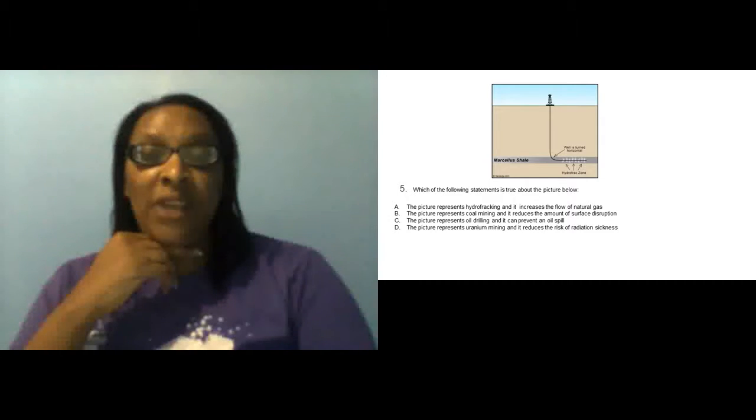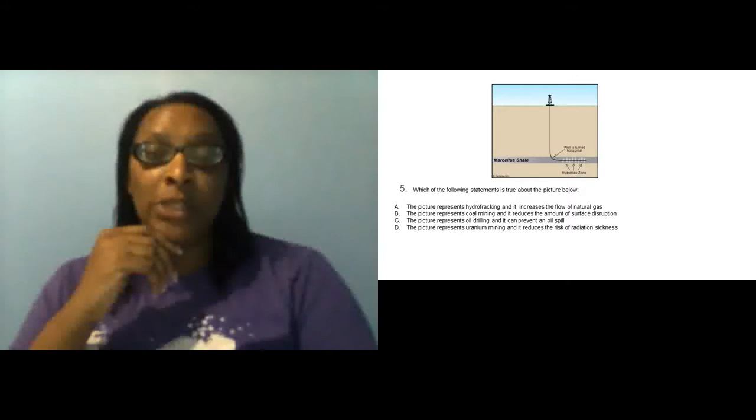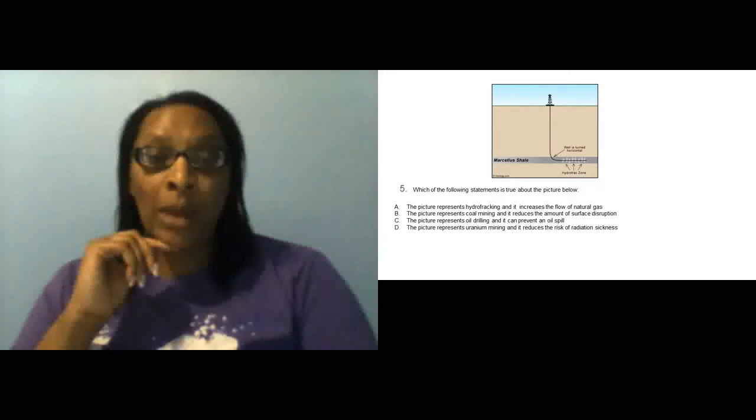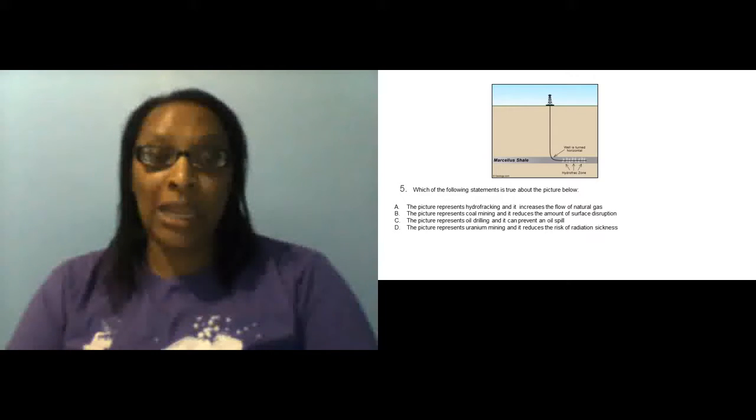Question 5. Which of the following statements is true about the picture below? Okay, actually in the slide right now it's above. A, the picture represents hydrofracking and it increases the flow of natural gas. B, the picture represents coal mining and it reduces the amount of surface disruption. C, the picture represents oil drilling and it can prevent an oil spill. Or D, the picture represents uranium mining and it reduces the risk of radiation sickness.